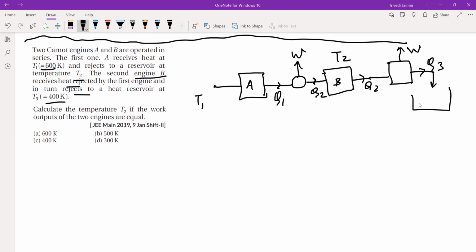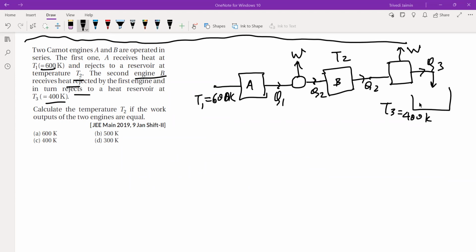Some sink is here, which is at temperature T3, which is 400 K. And T1, what was T1 here? 600, right? Yeah, 600 K. That's it. Anything left? Are we missing any point here? T3 we have, T1 we have, T2 we need to find out. Anything left? No, sir. Okay.